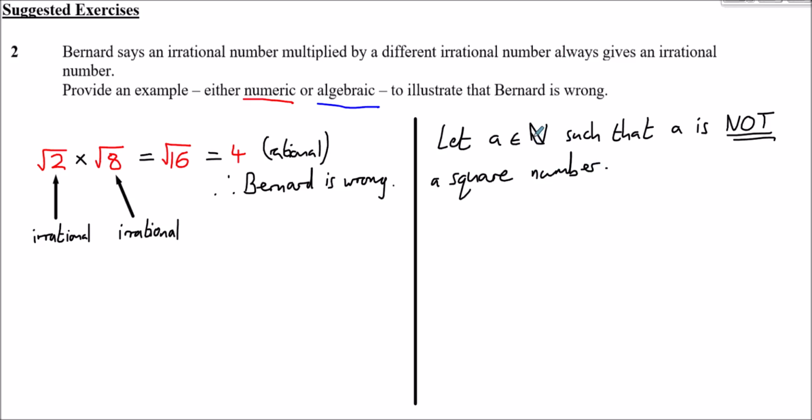Now we just need to contrive an example involving A such that A multiplied by something else would give us a rational number. So therefore we can say the square root of, we could just hijack this example here really, therefore the square root of 2A multiplied by the square root of 8A. Because A isn't a square number, the square root of 2A would be irrational. So both of these are irrational.